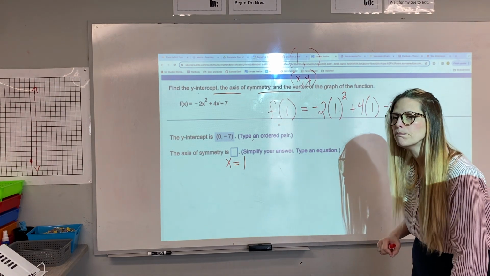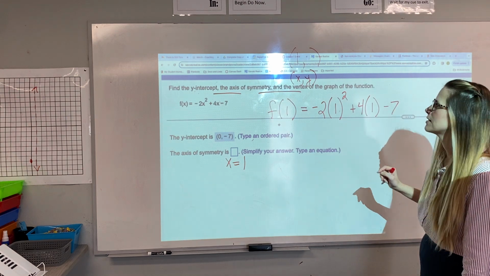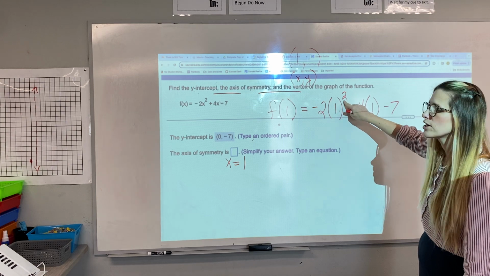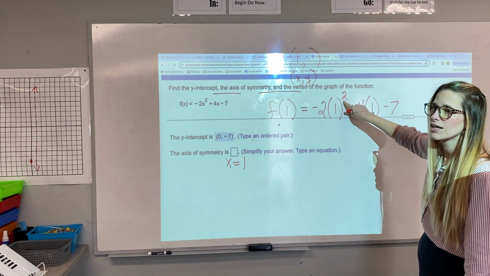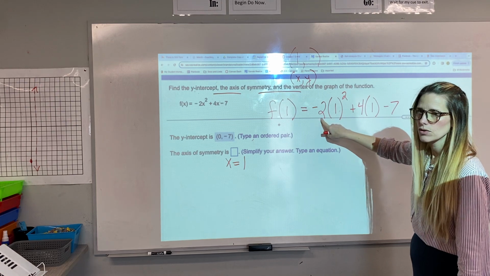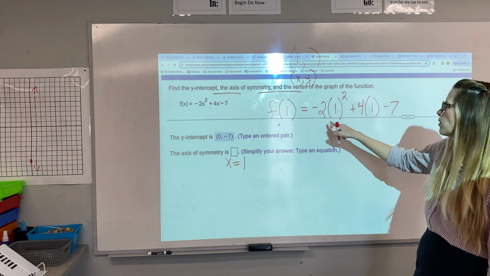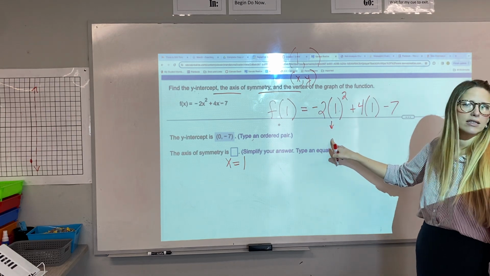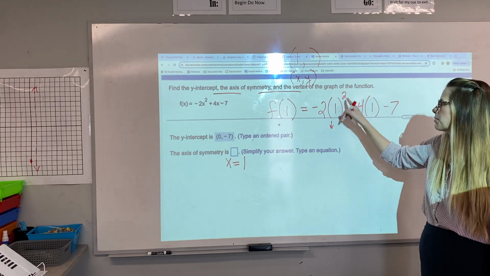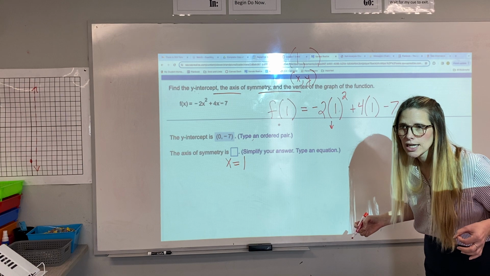Is it called PEMDAS to you? Exponents. So we have to solve this first. 1 squared is 1. Then we multiply it times 2. So what does this part simplify to? Simplify this? Well, we just did. I just want you to tell me the number.